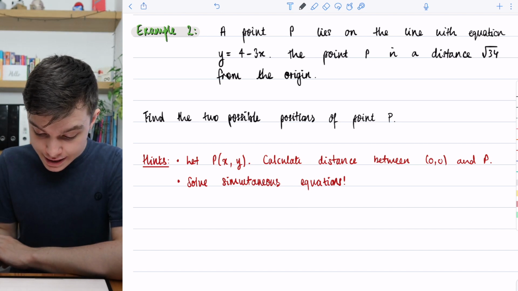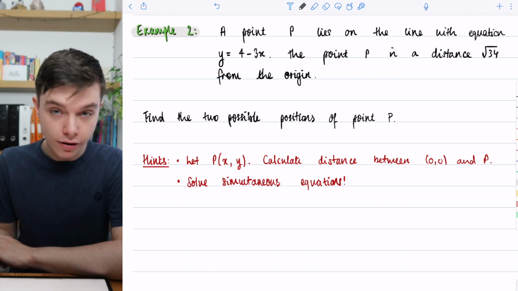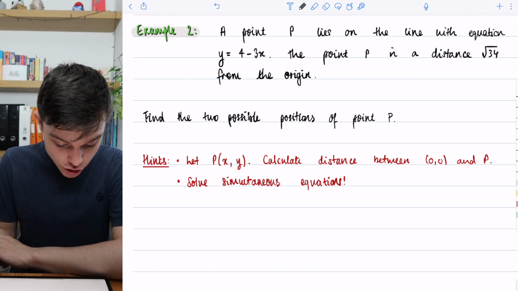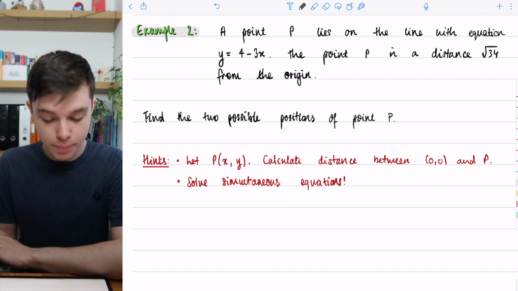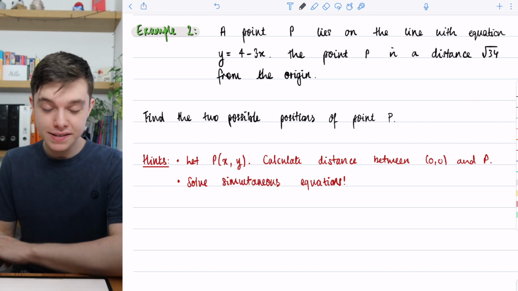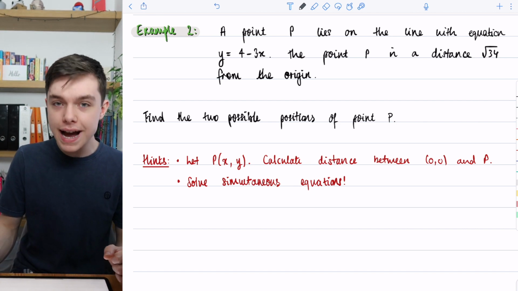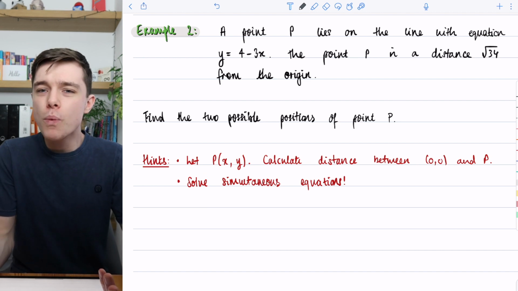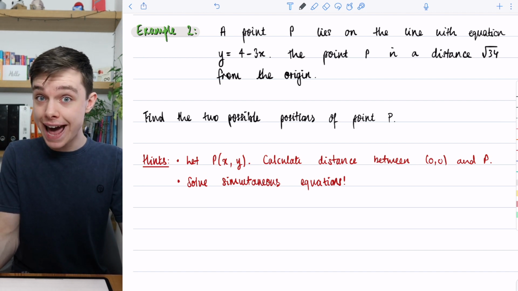The point P is a distance root 34 from the origin. Find the 2 possible positions of point P. And I've been nice here, I've given you 2 hints. So start off with point P.